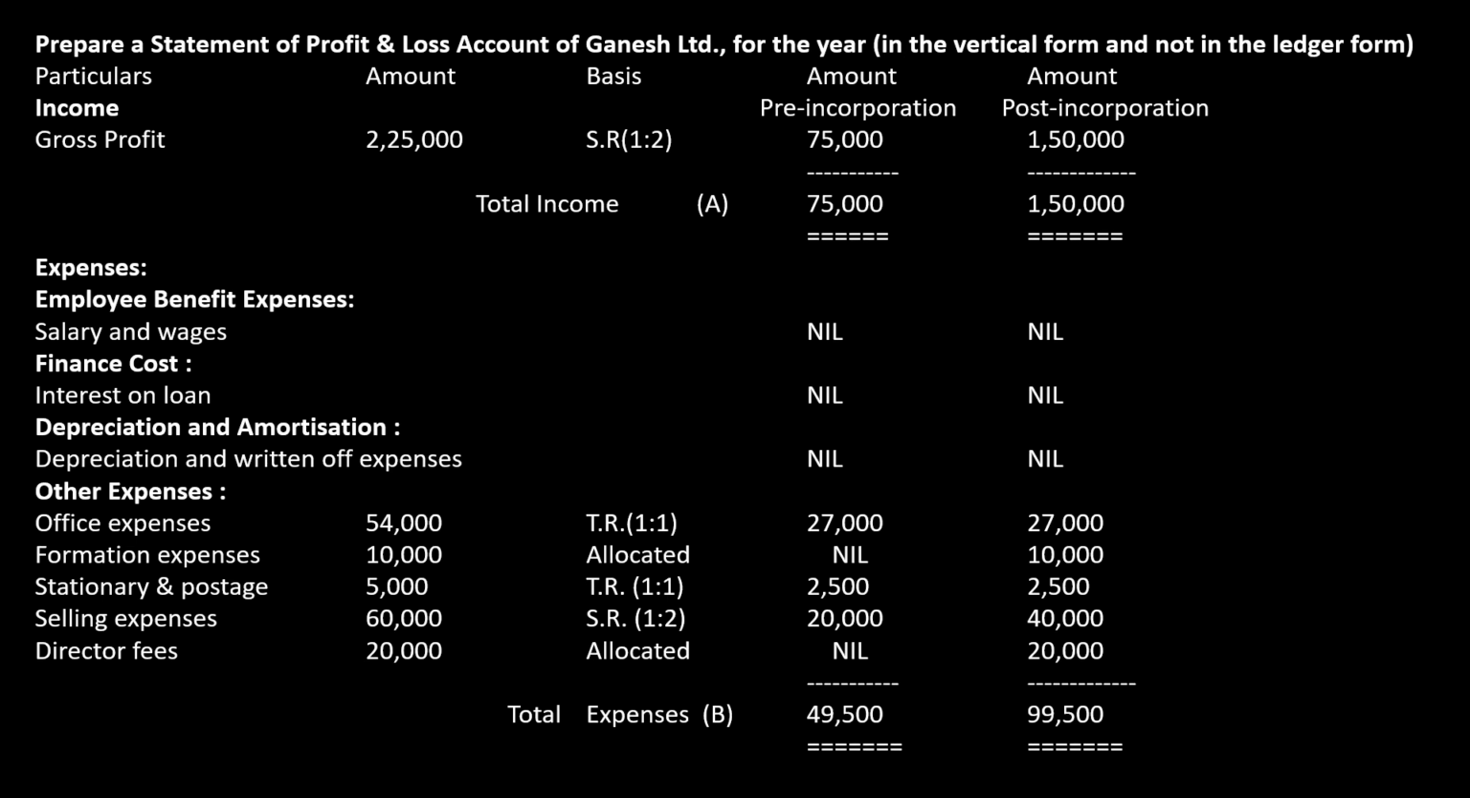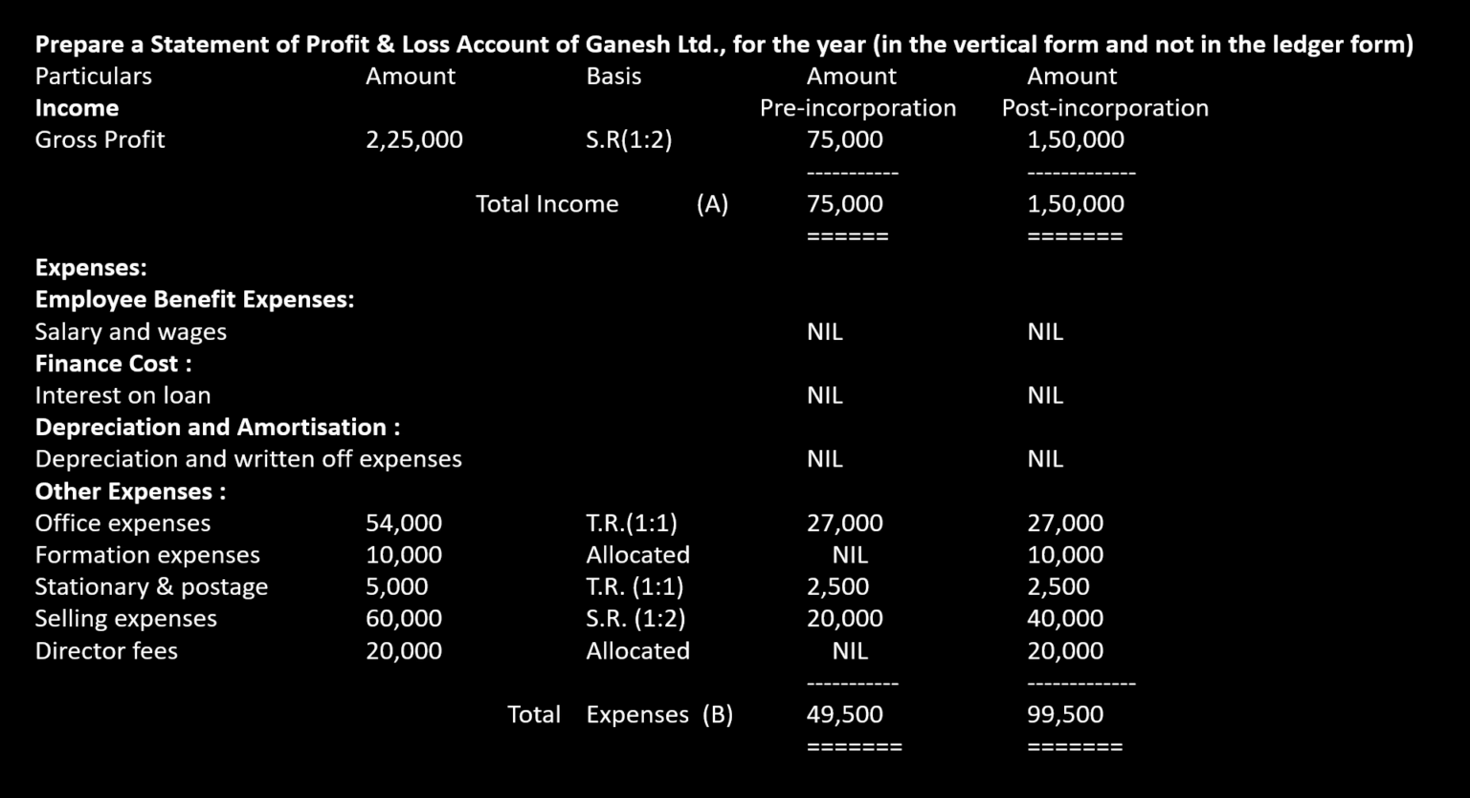Then formation expenses. Formation expenses is nothing but preliminary expenses. For this you have to go back to the table that I showed you in the second slide. The table shows that the formation expense amount of 10,000 rupees should be written in full in the last column, that is your post-incorporation column. That is what is done here. On the basis, you write allocated, not time or sales. The full amount will be written in the last column, and you will not divide the 10,000 on any ratio. You will write the full amount on that side.